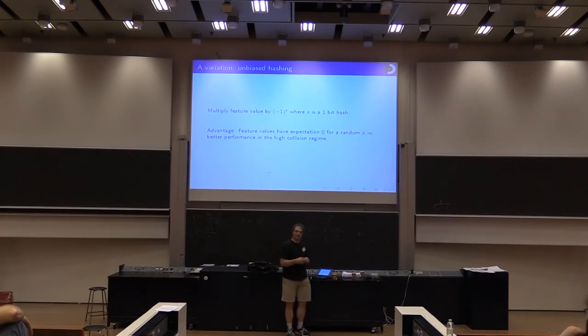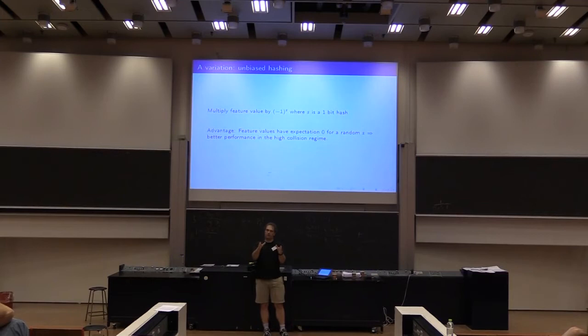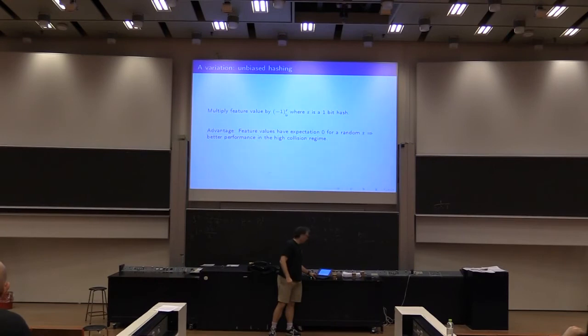Okay, so there's a small variation which can be helpful at times. You can unbias things a little bit, and that allows you to sometimes fit a bit more different features in the same RAM budget. Essentially, you can multiply the feature value by a 1-bit hash, minus 1 to a 1-bit hash. So that can be useful. This means the feature value has expectation 0. That means that when you have collisions, you get less of an adversarial structure. That allows you to tolerate a few more collisions.